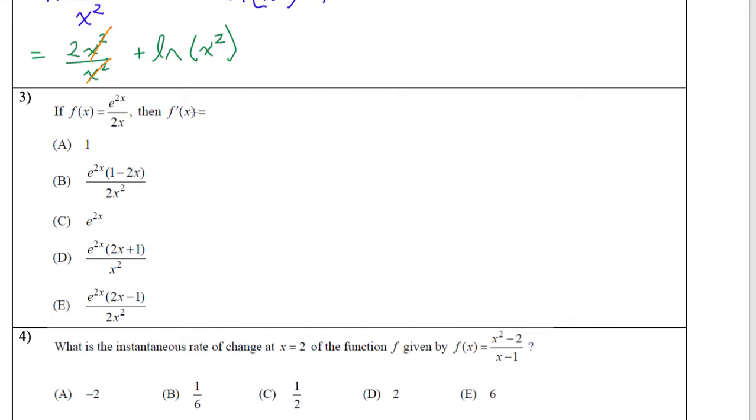We have a fraction and I'm taking the derivative. I'm using quotient rule. Again, practice writing out quotient rule. Pause the video. Do it now. Quotient rule is low d high minus high d low all over low squared. All right, so my low, my denominator, is 2x. My high, my numerator, is e to the power of 2x.